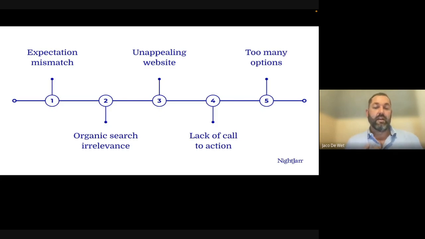A lack of call to action. If the user gets the content, but there's no way for them to move on, that's also a failure point. And too many options is like choice paralysis. If there's just too much going on, the user might abandon and try to find the next one that actually has a more focused journey.